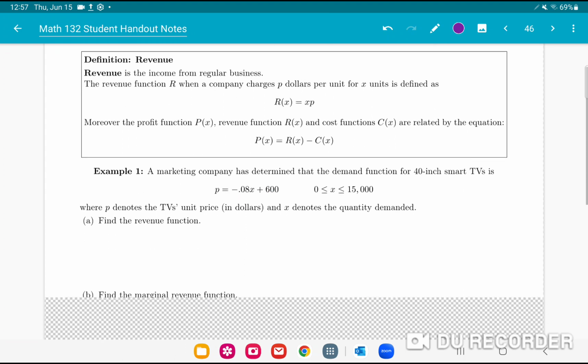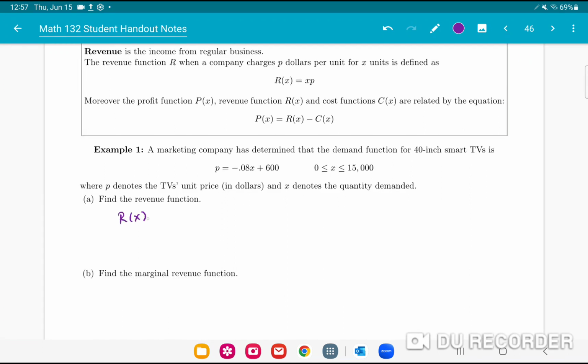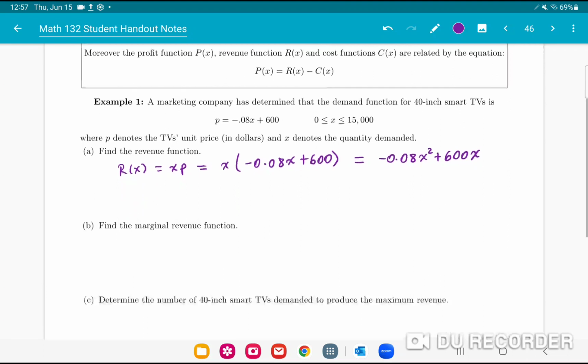So let's find the revenue function. The revenue function is x times p, in this case x times negative 0.08x plus 600. This is negative 0.08x squared plus 600x. Marginal revenue is the derivative of the revenue function. Taking the derivative of this gives negative 2 times 0.08x plus 600. That's the marginal revenue.